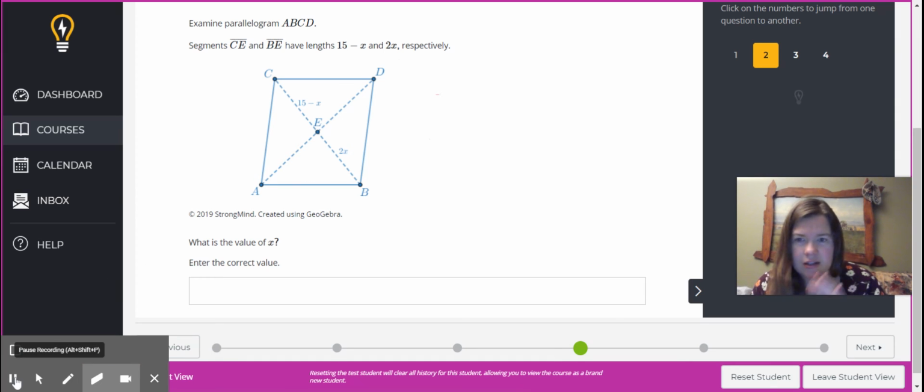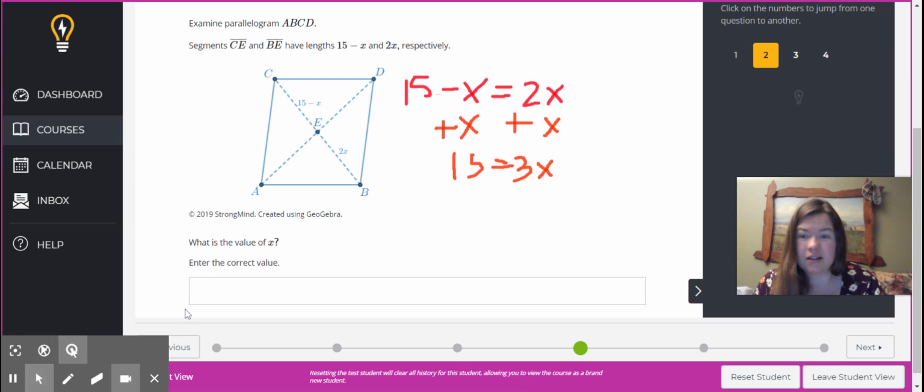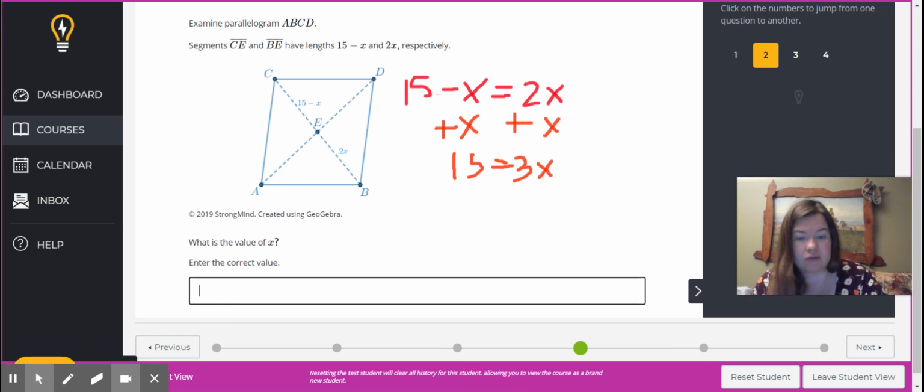This is nice. It's not telling us to find the whole length. So we set them equal to each other. And we want to get the x's. I'm going to get the x's on the side with the 2x because then all the x's are together and I don't have to move a lot of things. So I'm going to add x to both sides like so. So then 15 would equal 3x. And if we divide both sides by 3, I can see that x would be equal to 5.